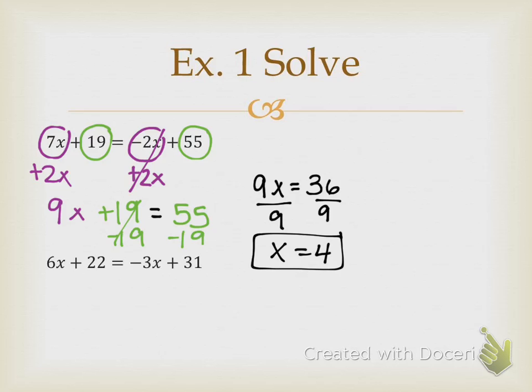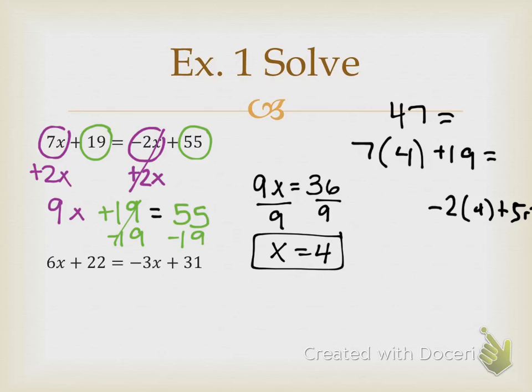Now let's say you want to check this problem. What you do in order to check it is you just plug it in. So I would say 7 times 4 plus 19. If you plug that in your calculator, you would get that your answer is 47. Now we know that the other side of the equation says negative 2, I'm going to write it underneath here, negative 2 times 4 plus 55. Plug that in your calculator. What do you get? 47. So I know because 47 equals 47, I got the right answer. It checks out. Okay?